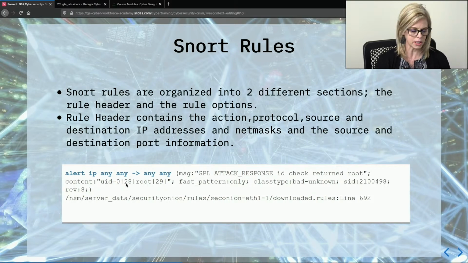So if you look on screen, you see an example of the rule. This is the action. This area is the actual protocol. Any has been substituted here for a specific source, and this any is the substitution for a specific port. And this arrow gives you the direction of the rule. So this is sourced from and destined to any destination with any specific port in this case.